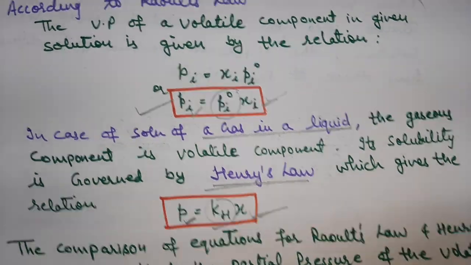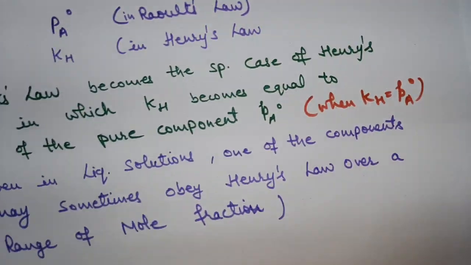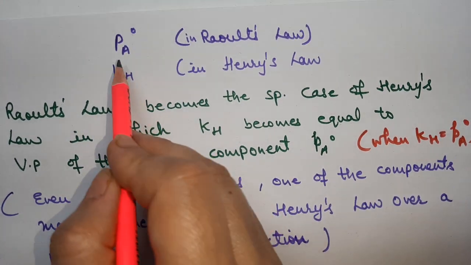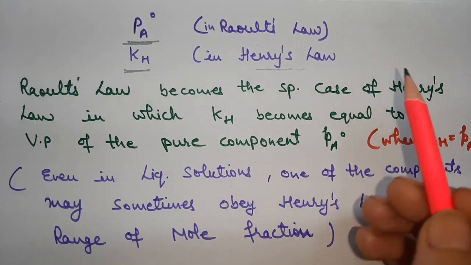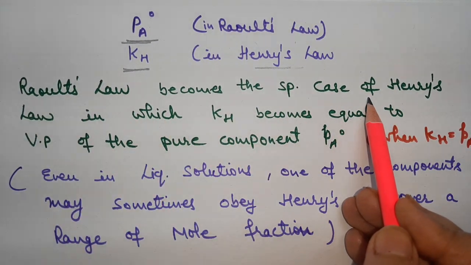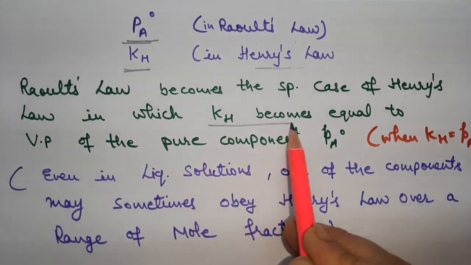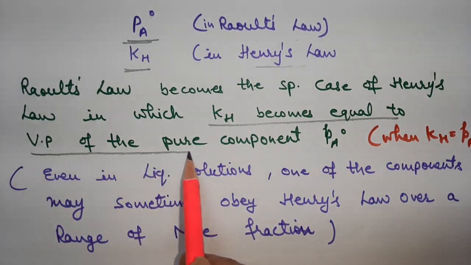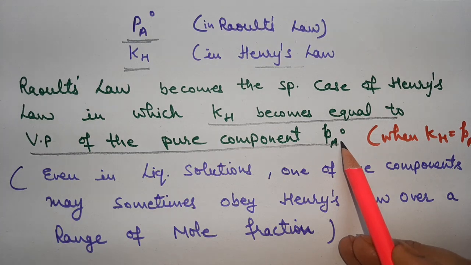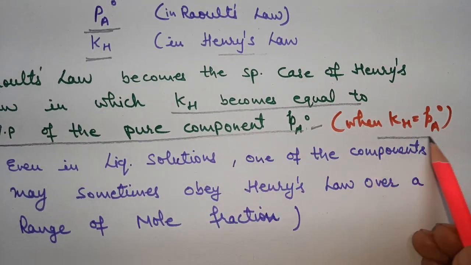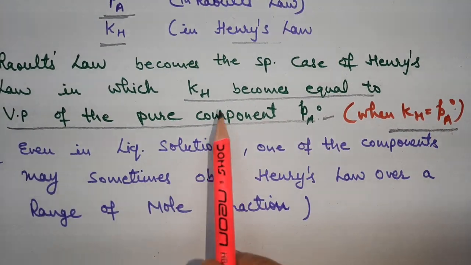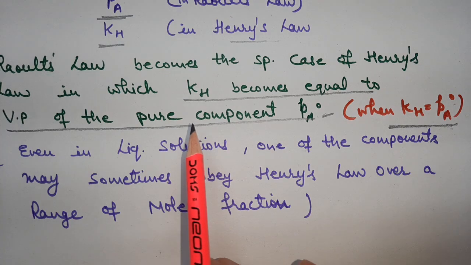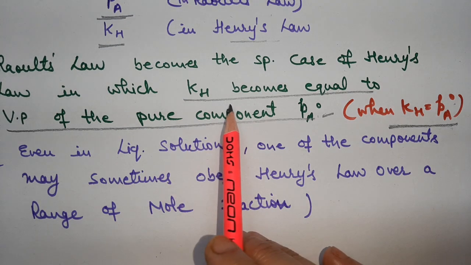Now how can we say that Raoult's law is a special case of Henry's law? Pi naught is the constant in Raoult's law, and KH is the constant in Henry's law. So Raoult's law becomes a special case of Henry's law in which KH becomes equal to the vapor pressure of the pure component Pi naught. When the value of KH becomes equal to Pi naught, then we can say that both these expressions can be equalized.